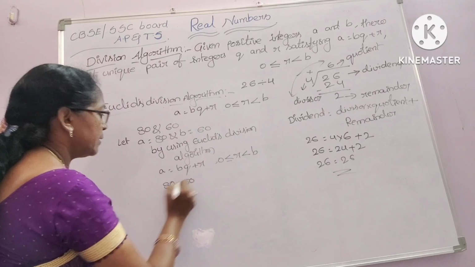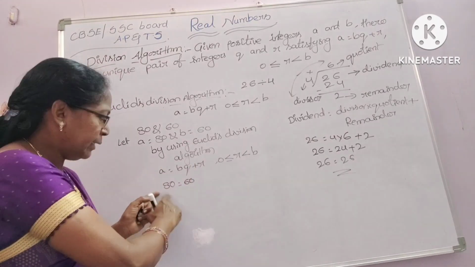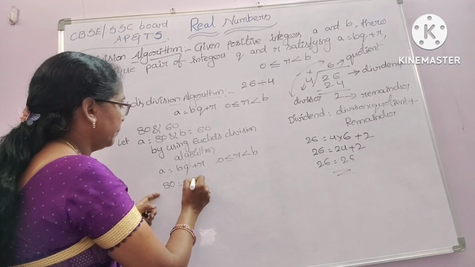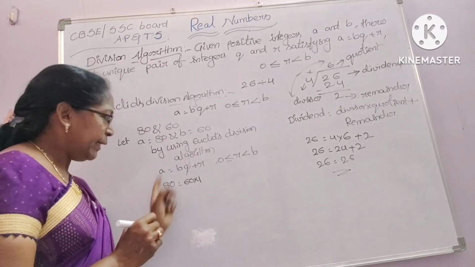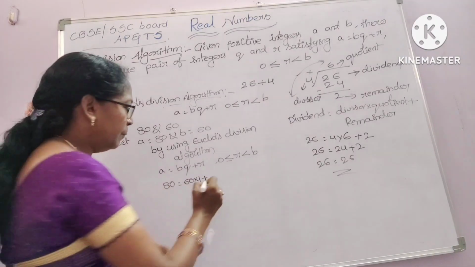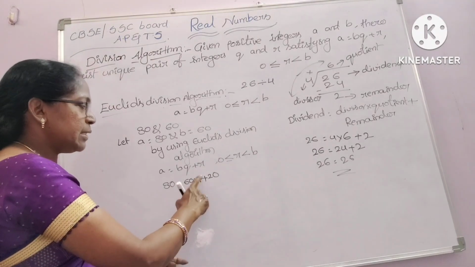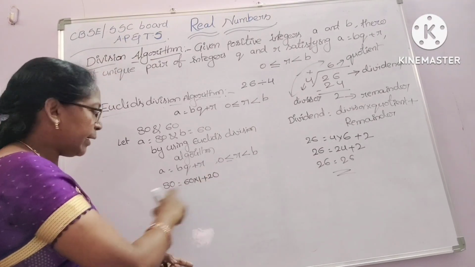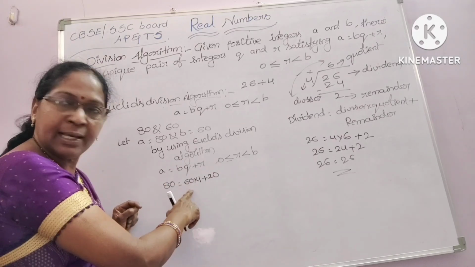60 you write first. And here, that means 60 divides into 80 how many times? One time. 60 ones are 60. 80 minus 60, what is the remainder? 20. Now 60 ones are 60, 60 plus 20 equals 80. 80 equals 80, no?